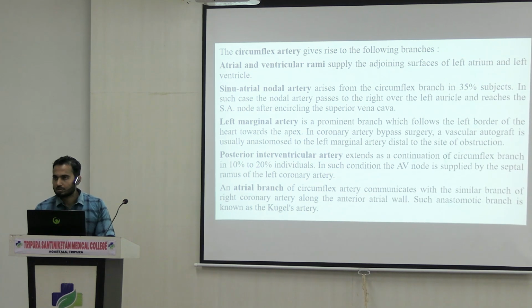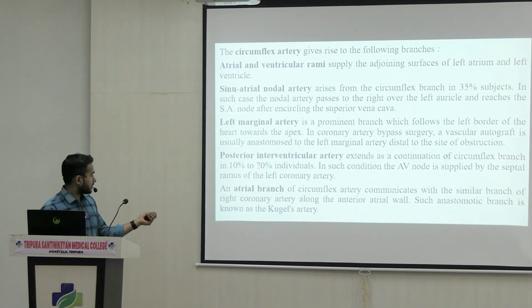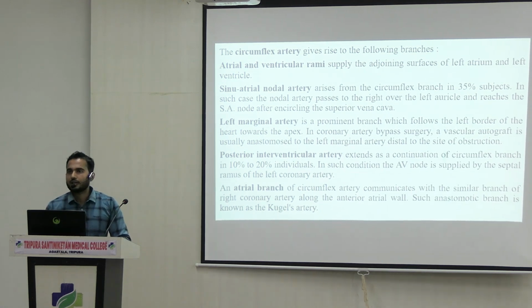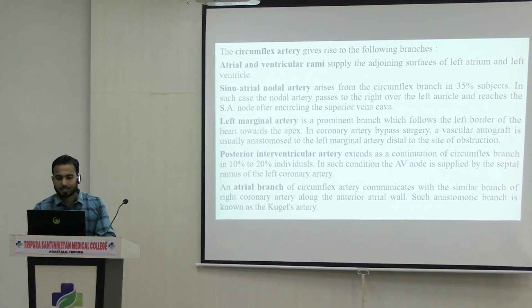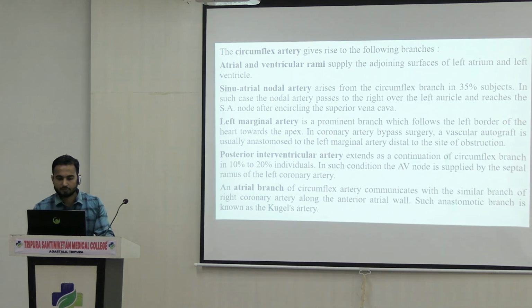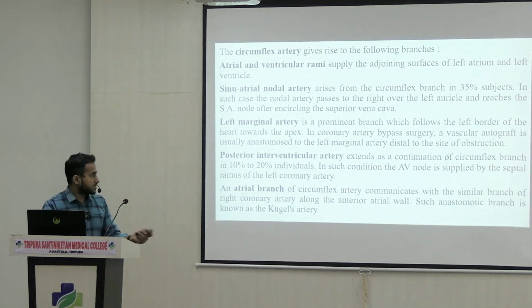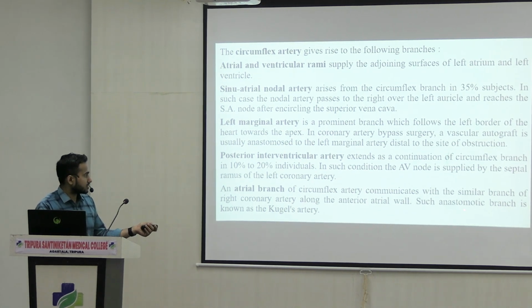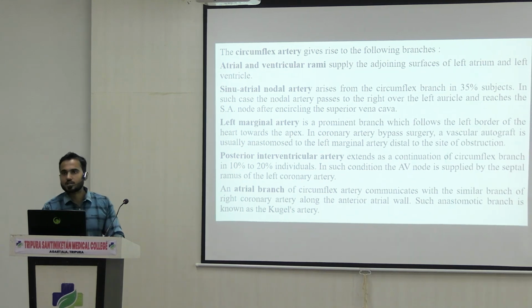Next, the posterior interventricular artery: only in 10 to 20% of individuals does the posterior interventricular artery arise from the left coronary artery. And then the atrial branch of the circumflex artery, which communicates with the seminodal branch of the right coronary artery, and this arterial anastomotic channel is called Kugel's artery.